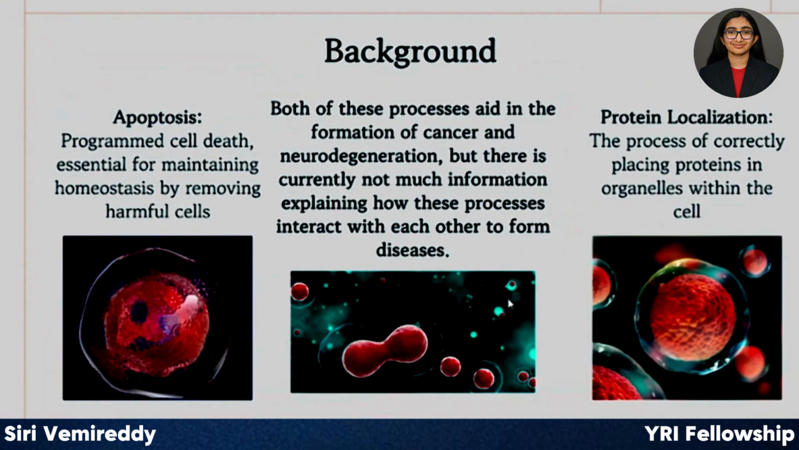So to start off with the background, I do want to go over two key terms that I will be using frequently in this presentation. The first one on the left is apoptosis, which is also known as programmed cell death. It is an essential function for maintaining homeostasis by removing harmful cells and also making sure that there aren't too many cells in the body that might form tumors or diseases caused by excessive cell growth. And on the right, we have protein localization, which is mainly the process of correctly placing proteins in organelles within the cell so that they function properly.